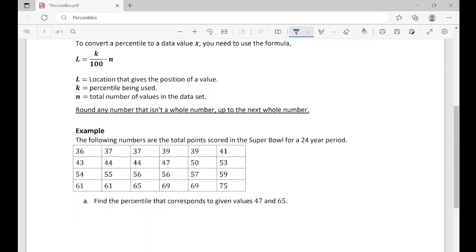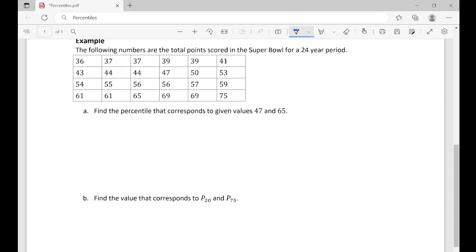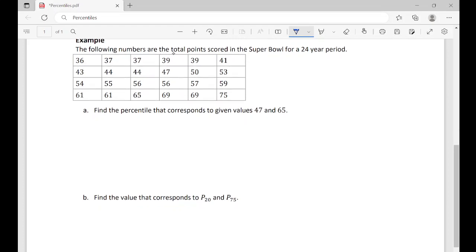So let's look at an example. The following numbers are the total points scored in the Super Bowl for a 24-year period: 36, 37, 37, 39, all the way up to 75. So here are 24 values, and they are arranged in order from smallest to largest. This always needs to be done in order from smallest to largest. If it's not in that order, make sure to change it. But we are given it in order, so it's a little bit easier.